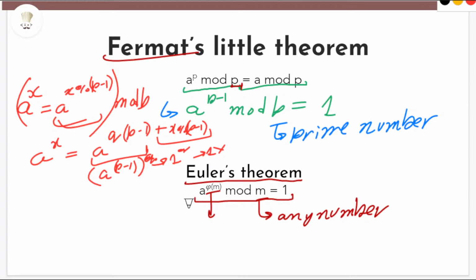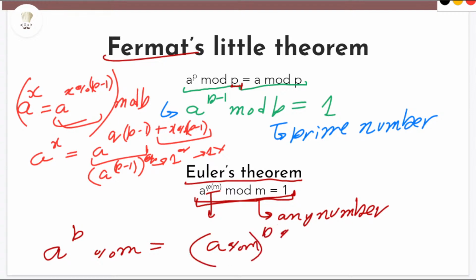First of all, before going on to Euler's totient function, of course, if we have this Euler's theorem, it would allow us to put A to the power B mod M as A mod M to the power B mod phi M, all mod M, right? It would allow us to do that. But what is phi M? Let us go on to that first.